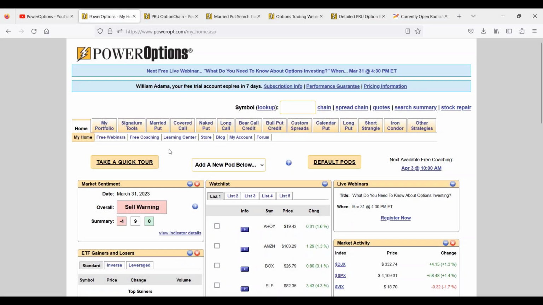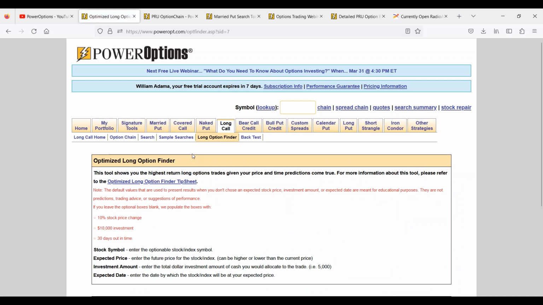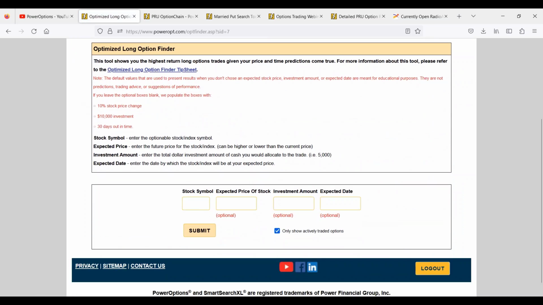Ernie requested a couple of changes be made to some of the powerful tools we like to use. We discussed, I think, 3 or 4 weeks ago in the long call and long put strategy, or in the signature tools, we have this long option finder. What the long option finder tool allows you to do is put in a stock symbol and put in your expected price of the stock. I'm going to use 73.